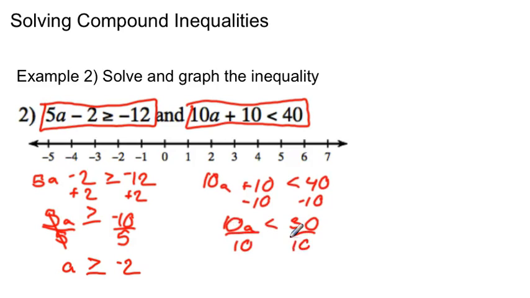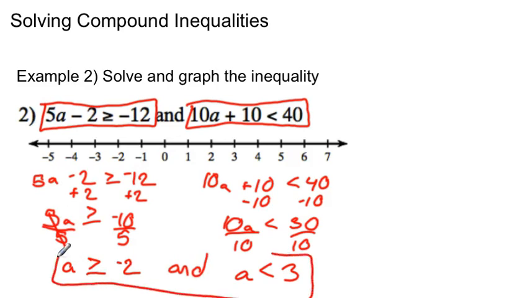Divide both sides by 10, and I find that a must be less than 3. And if I put these together with an AND, just like they had between them before, I now have my compound inequality as an answer. So that is solving it. Now I have to graph.